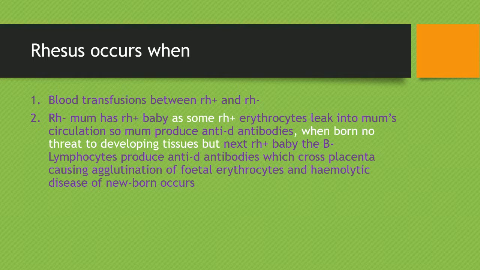So a Rhesus negative mum has a Rhesus positive baby. Then some Rhesus positive erythrocytes will leak into the mum's circulation. So the mum will produce anti-D antibodies. But when the baby is born, there'll be no threat to developing tissues, because the primary immune response is slow. But the next Rhesus positive baby that the Rhesus negative mum has, these B lymphocytes will produce anti-D antibodies, which will cross the placenta, causing agglutination of the fetal erythrocytes, and hemolytic disease of the newborn will occur.